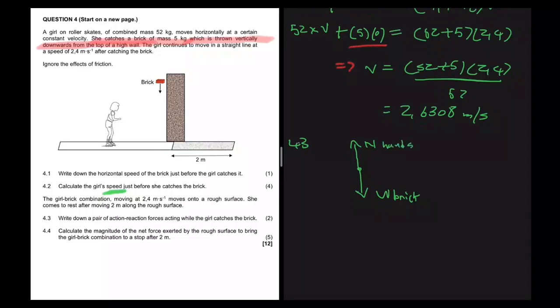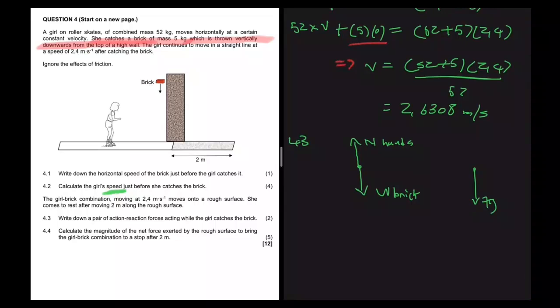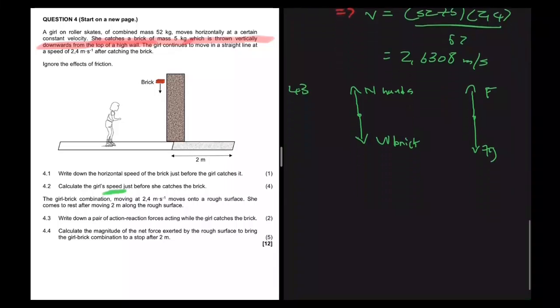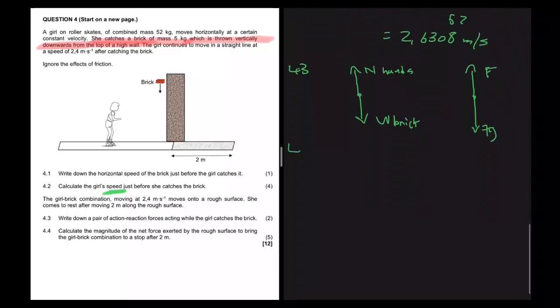And then another pair, we can start with Fg, the force of gravity, the force that the earth is pulling the girl with. We know fully well that if the earth is pulling the girl, then the girl is also pulling the earth. So we have that force there, and those are our action-reaction pairs. Now moving to 4.4, let's solve 4.4.